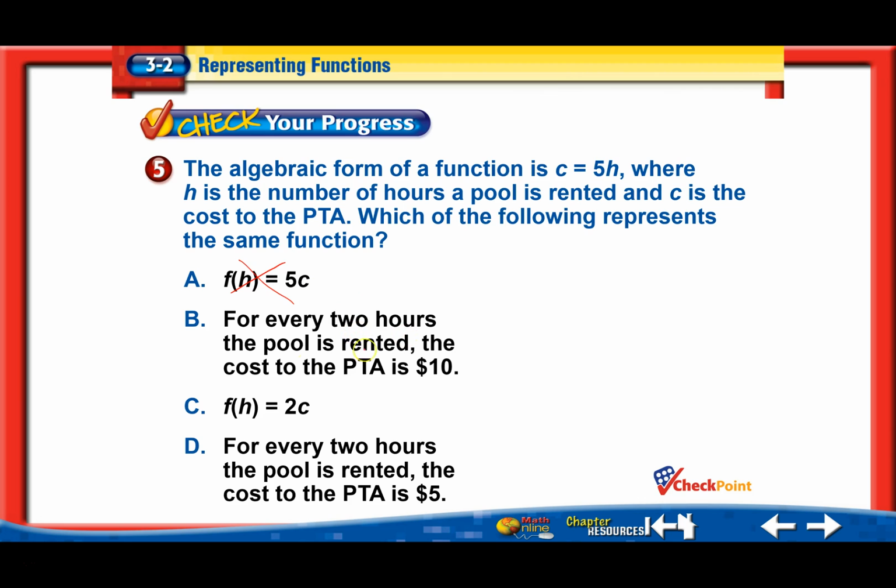For every 2 hours the pool is rented, the PTA is $10. Well, not for every 2 hours, so it can't be that one. f of h is 2c. Again, that's not the same function there. They put 2c here. So I don't think it's that one. For every 2 hours the pool is rented, the cost for the PTA is $5. So think, oh, whoops, I was wrong again. Man, I'm on a roll.